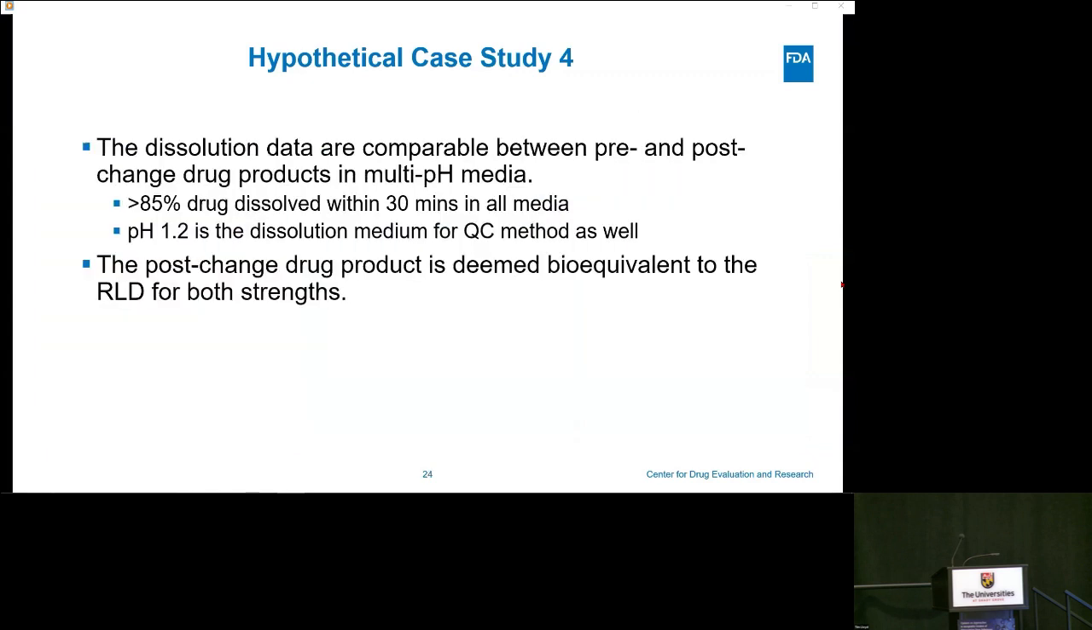The applicant's submitted multi-pH dissolution data are comparable between pre- and post-change drug products. Therefore, the post-change drug product is deemed bioequivalent to the RLD for both strengths.